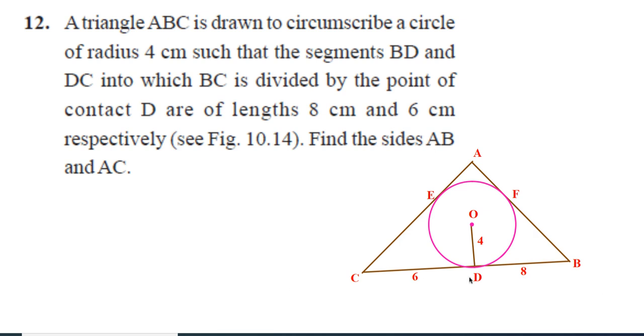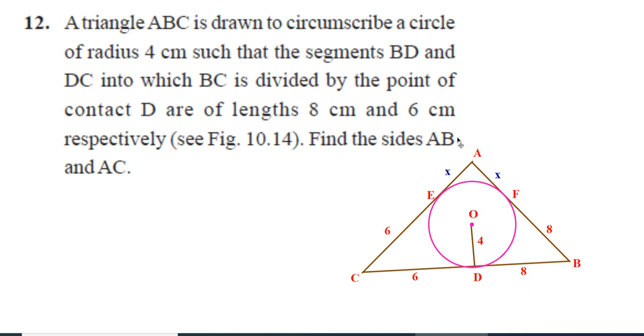If CD is equal to 6 cm, what is CE? CE is also 6 cm because tangents from an external point are equal. Similarly, BD is equal to 8, then what is BF? BF is also 8 cm. Let AE be X. If AE is equal to X, then AF also will be X. Now, AC means X plus 6, AB means X plus 8 and BC means 6 plus 8, it is 14.